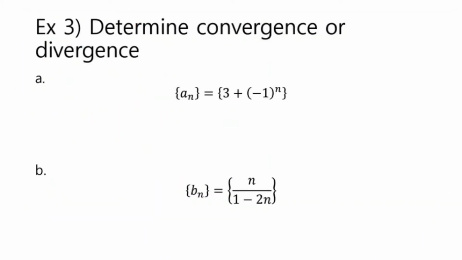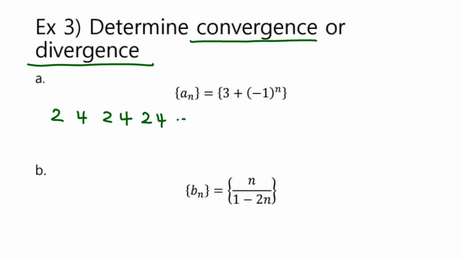Example number 3 says determine whether it converges or diverges. So a_n is the sequence that we did previously. It was the 2, 4, 2, 4, 2, 4 sequence, right? So the graph looks like this: 2, 4, 2, 4, 2, 4. It keeps going. So as we see from the graph, it diverges.